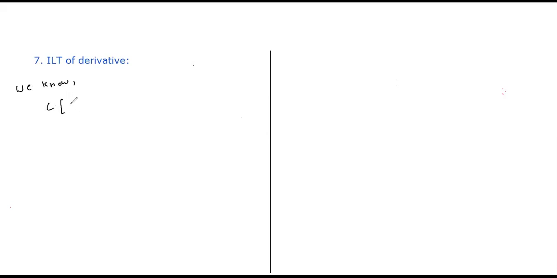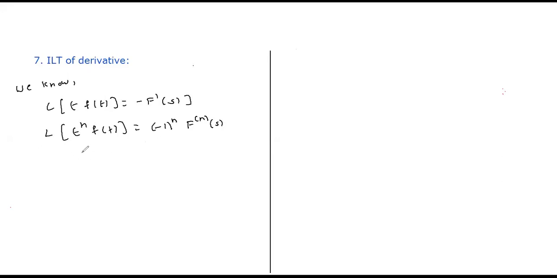Laplace of t into f of t is minus f dash of s. So what is the generalization? Laplace of t power n into f of t is equal to minus 1 whole power n into d power n by ds power n, which is nothing but the nth derivative of f of s with respect to s. Is it okay?